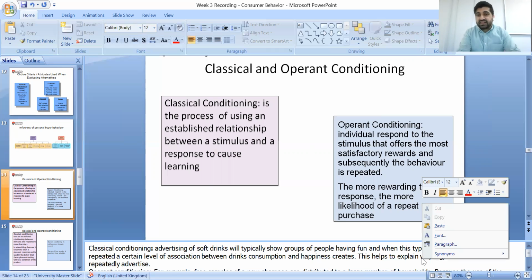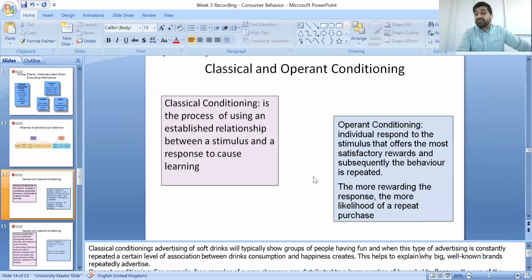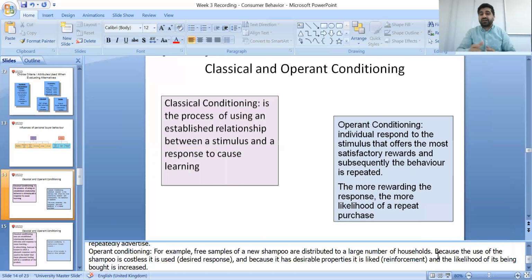In operant conditioning, individuals respond to the stimulus that offers the most satisfactory reward, and subsequently the behavior is repeated. The more reward a response gets, the more likelihood of repeating a purchase. For example, free samples of new shampoos are distributed to a large number of households because the use of the shampoo is costless. It is used because of its desirable properties, so it is a reinforcement and the likelihood of its being purchased will increase.